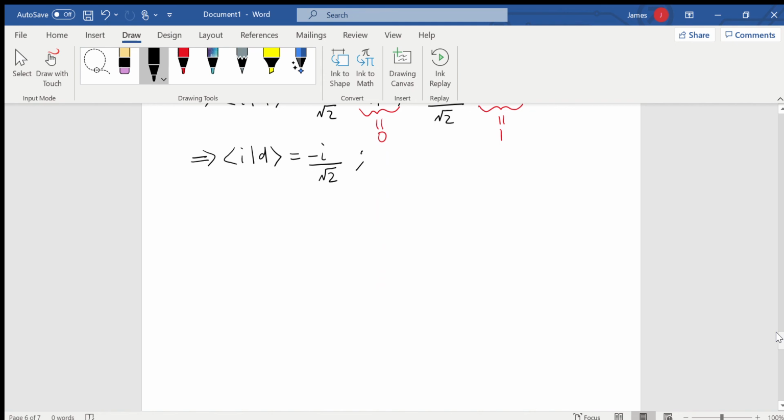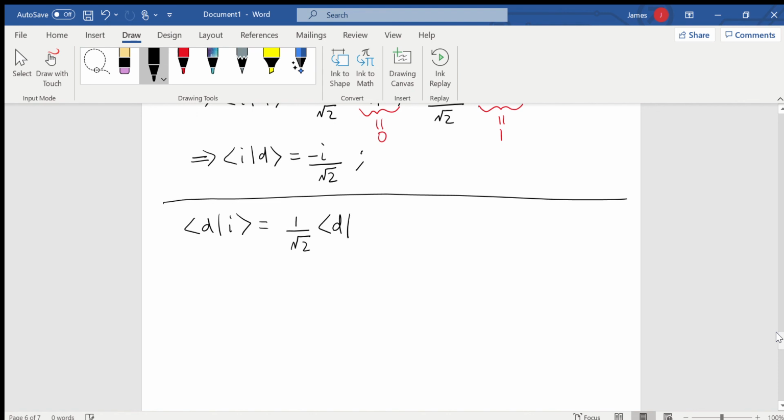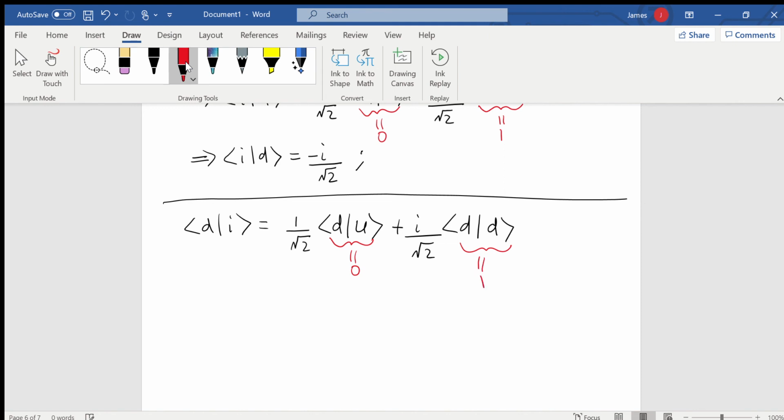Okay, so let's do down-in. Well, we've got down, which hits the ket in. So from the ket in, we have the coefficient 1 over root 2. Then we have the down bra, and then it hits the up ket, plus i over root 2. Then we've got the down bra again, hits the down ket. Bra and ket are different, equals 0. Bra and ket are the same, equals 1. So this term on the left disappears.